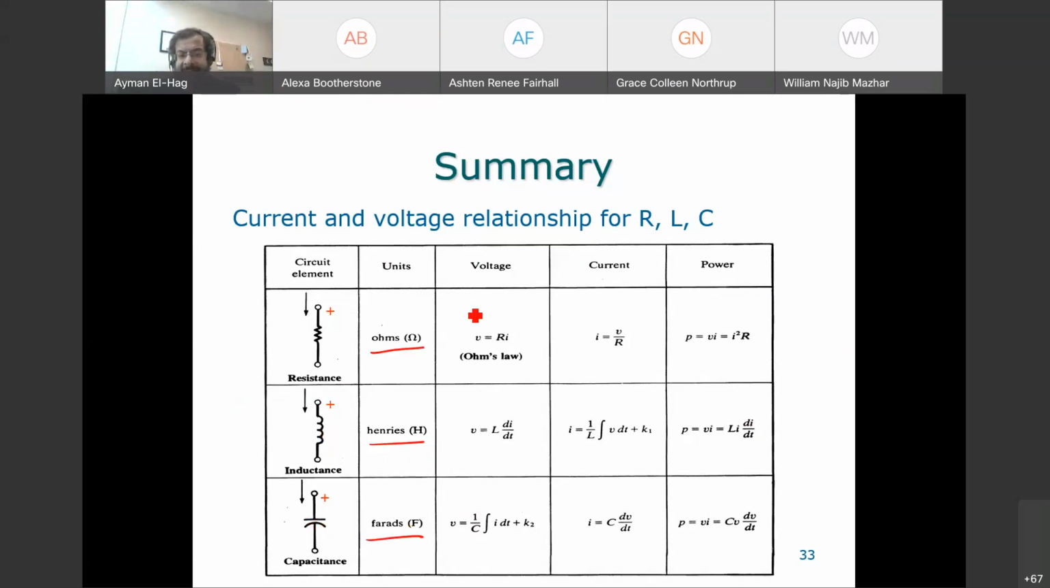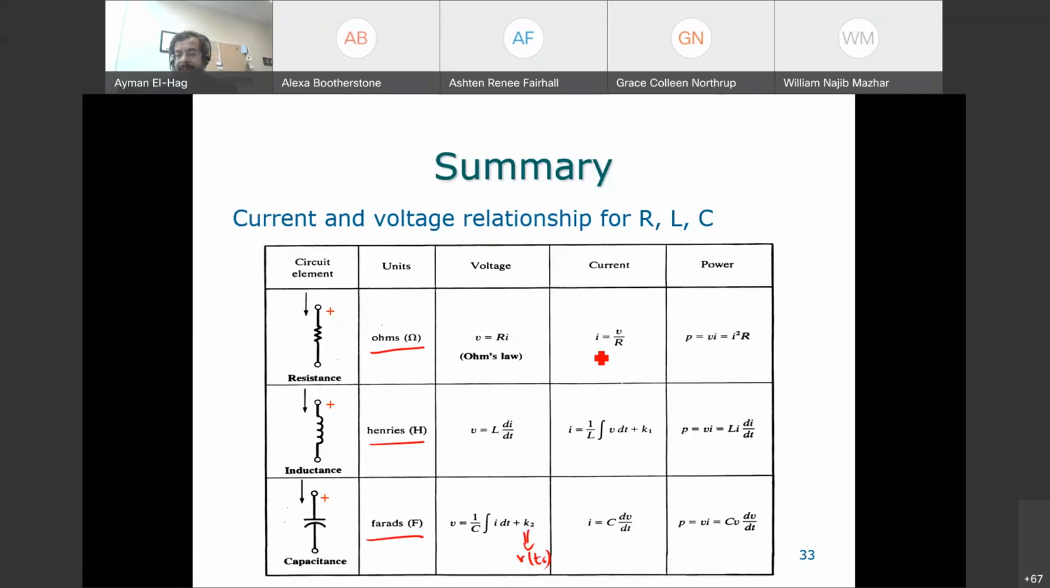If I want to find the voltage in the resistance, it's R times I. If I want to find the voltage in the inductor, it is equal to L di by dt. If you want to find the voltage in the capacitor, it is 1 over C times the integration of I plus K2. K2 is nothing but the initial condition, the V at T0.